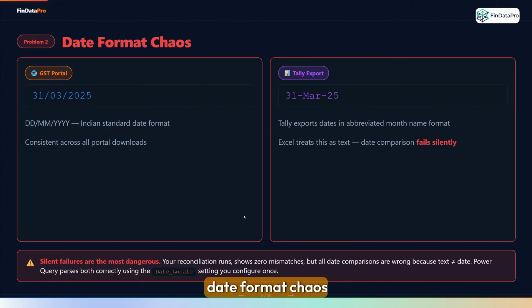Problem 2. Date format chaos. Your purchase register has 31st March 2025. The portal has 31/03/2025. Excel date matching fails silently. You don't discover the error until your CA flags it.